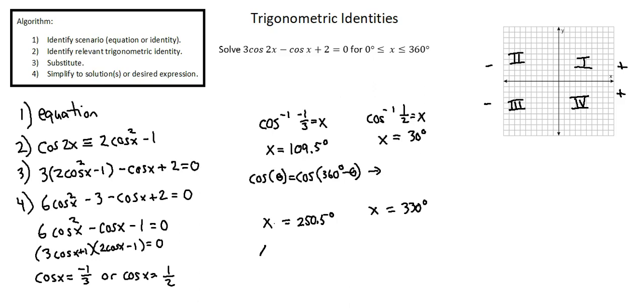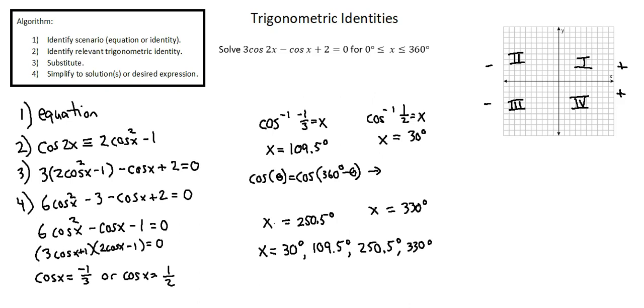Now we can summarize 4 solutions. X equals 30 degrees, 109.5 degrees, 250.5 degrees, and 330 degrees.